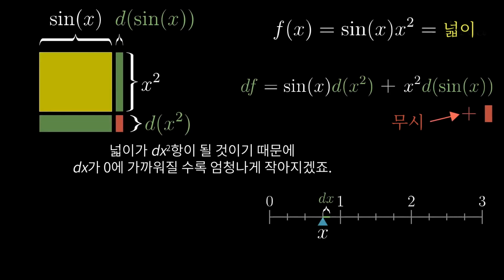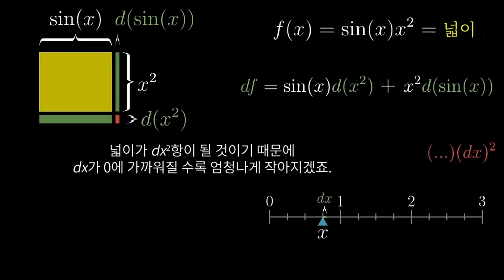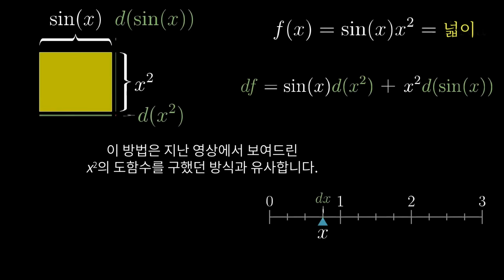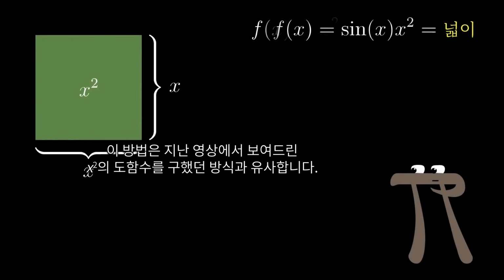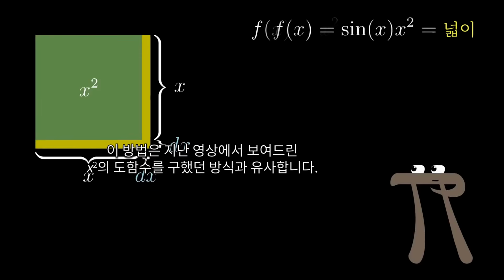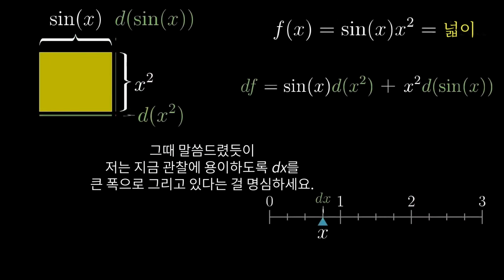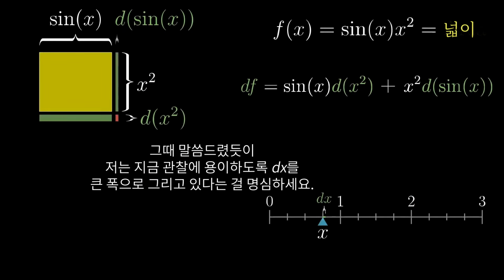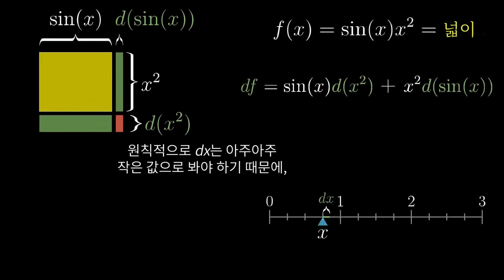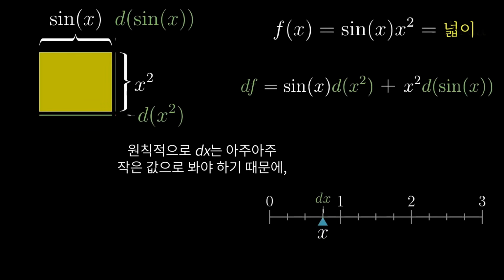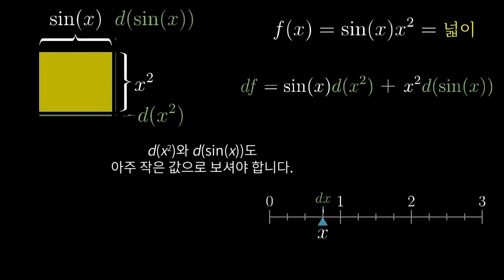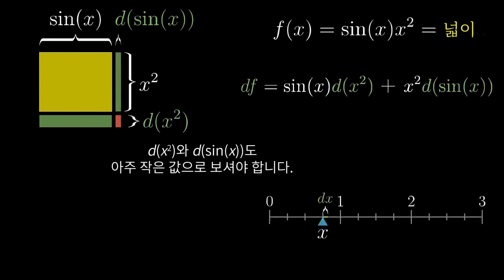Its area is ultimately going to be proportional to dx squared, and as we've seen before, that becomes negligible as dx goes to 0. I mean, this whole setup is very similar to what I showed last video with the x squared diagram. And just like then, keep in mind that I'm using somewhat beefy changes here to draw things, just so that we can actually see them. But in principle, dx is something very, very small, and that means that dx squared and d sine of x are also very, very small.